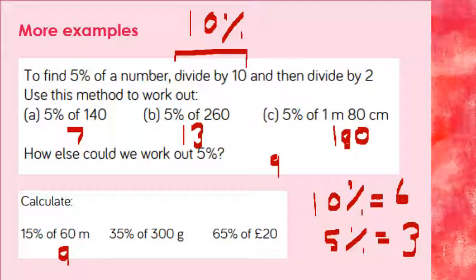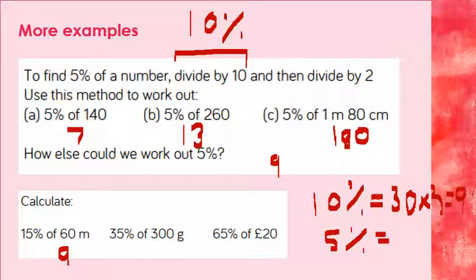Next one, 35% of 300. This one's slightly more challenging because we do want to find 10% first. So 10% of 300 is going to be 30. But then because we want 30%, we're going to do 30 multiplied by 3. 3 sets of that 10%, which gives us 90. So 30% is 90. And then we want that 5% again, so here's the 10%, which is 30, so half of that is 15. 90 add 15, 105.